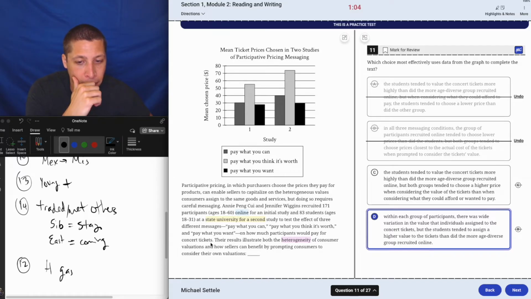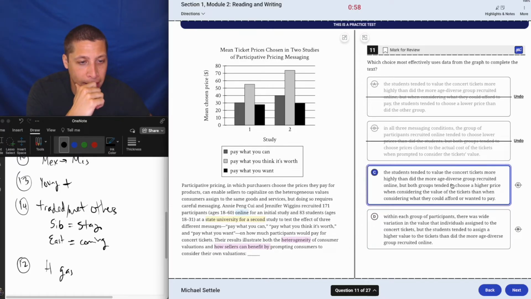How sellers can benefit, right? So let's focus on this part. How sellers can benefit, right? A higher price. So that means that's about the benefits when considering the value of the tickets. Right? So that suggests this second part here is talking about how the sellers can benefit. Yeah. Prompting the consumer to consider. Okay. That's tricky. I might get that wrong. I think that that's it.